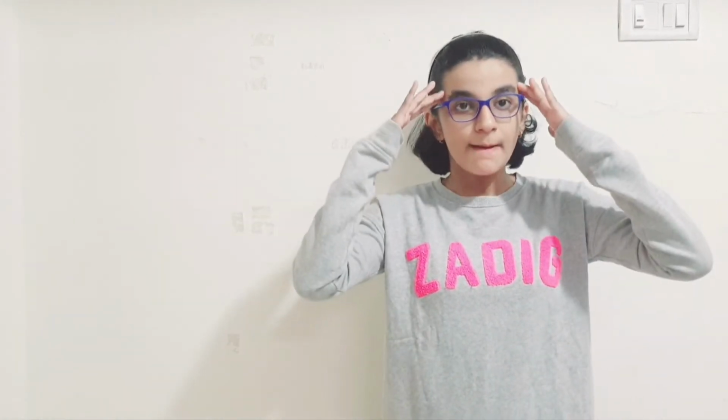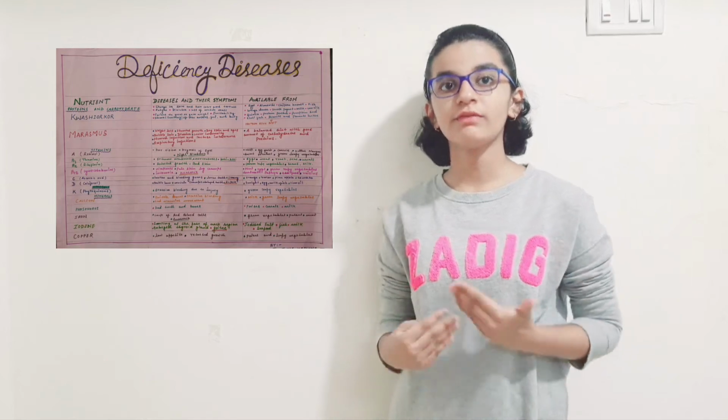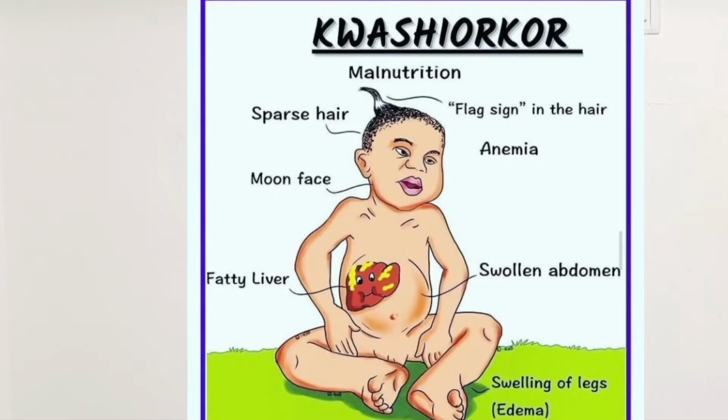Other than that, there are lots of non-communicable diseases which are related to our organs such as our brain, lungs, heart, kidney, liver, etc. So now we are going to talk in detail about deficiency diseases. Here is the list of deficiency diseases. Let's start. Number 1, kwashiorkor.